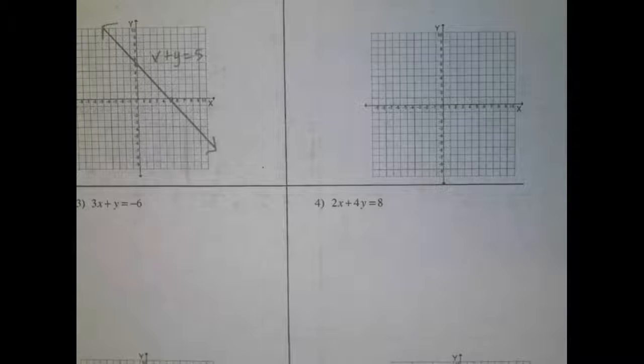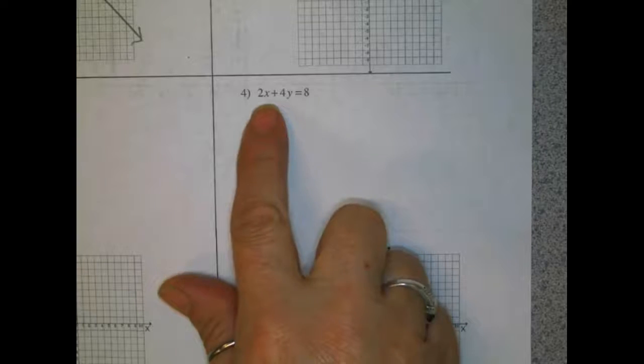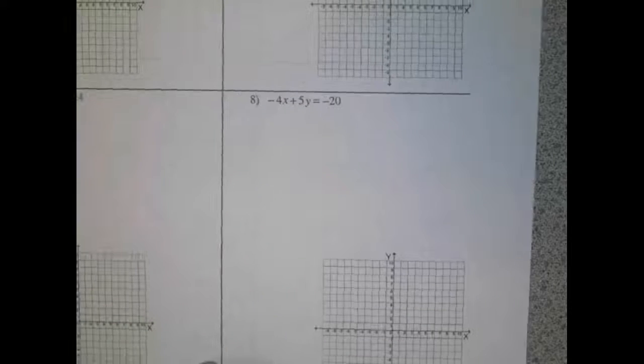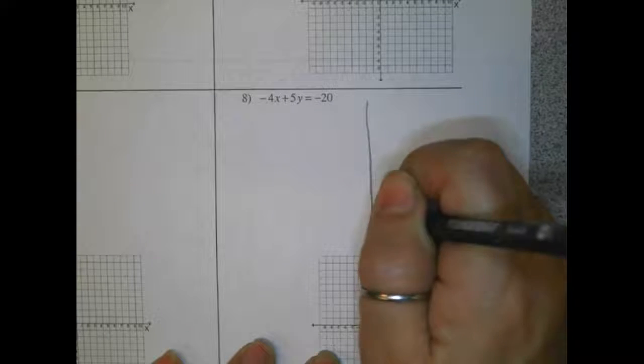We're still just using intercepts. Let's look at number 4. Number 4 looks a little bit more tricky, but not really all that tricky. You know why? Because it's all positives. So we're going to flip the paper over, and we're going to look at number 8. Number 8 is much more difficult because it's got a lot of negatives in there. But it doesn't change what we're doing.